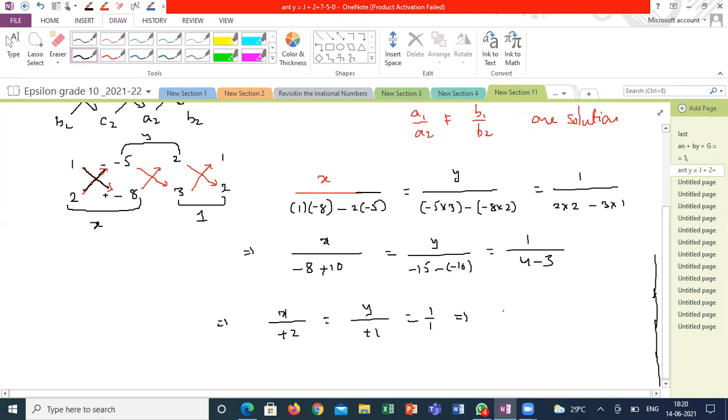So from here, x by 2 is equal to 1, y by 1 is equal to 1. So from here, x is equal to 2, y is equal to 1. So the solution is 2 comma 1.